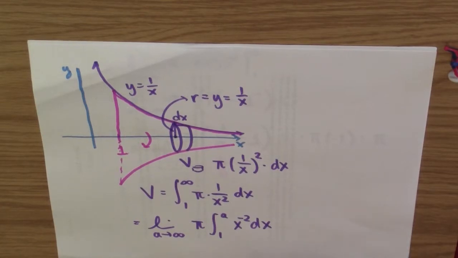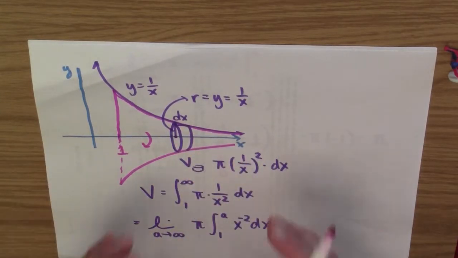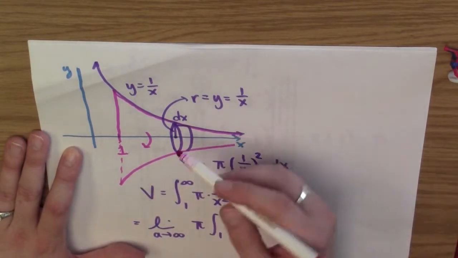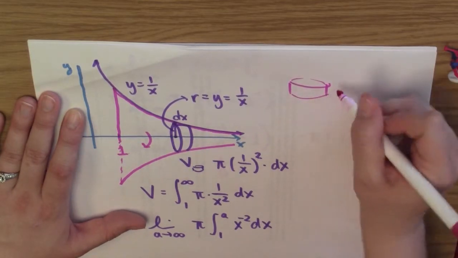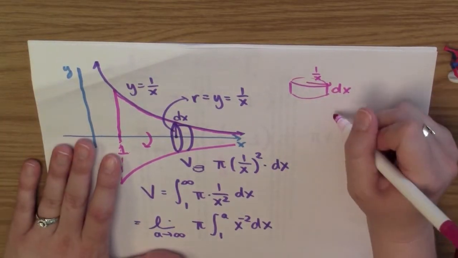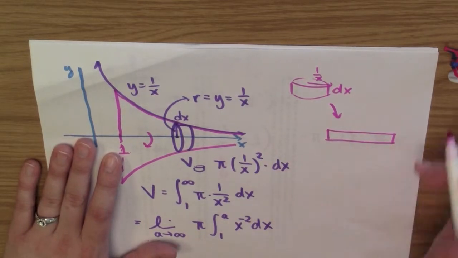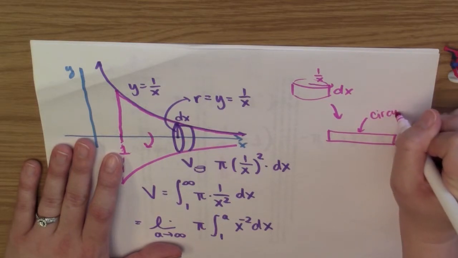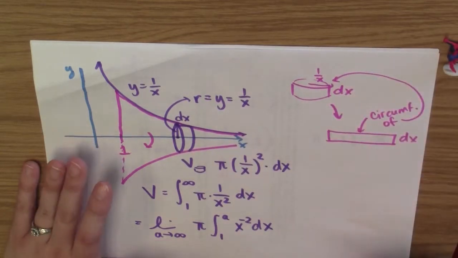Okay, so what is the surface area of a cylinder? Well, I don't really need to count the top and the bottom because I really only want the part around the outside of Gabriel's horn. So if I unroll my cylinder, which has height dx and radius 1 over x, it will unroll into this long rectangle, whose height is still dx, but now this side is the circumference of my cylinder.